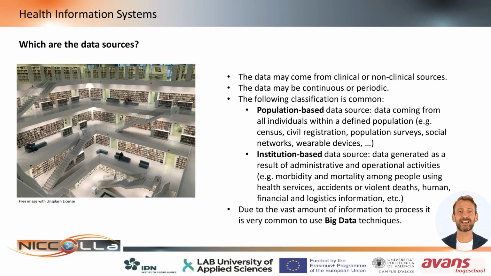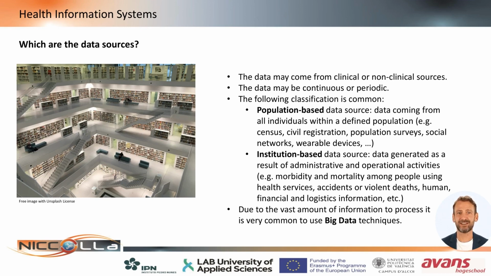The data used by a health information system comes from very varied sources. The data may be clinical, for example, the electronic health records obtained from a hospital, or non-clinical, for example, data obtained from a social network. Data may be obtained continuously, for example, from a wearable device used by a patient, or periodically, for example, as the result of a process importing data from a remote database. It is common to classify the data sources as either population-based or institution-based.